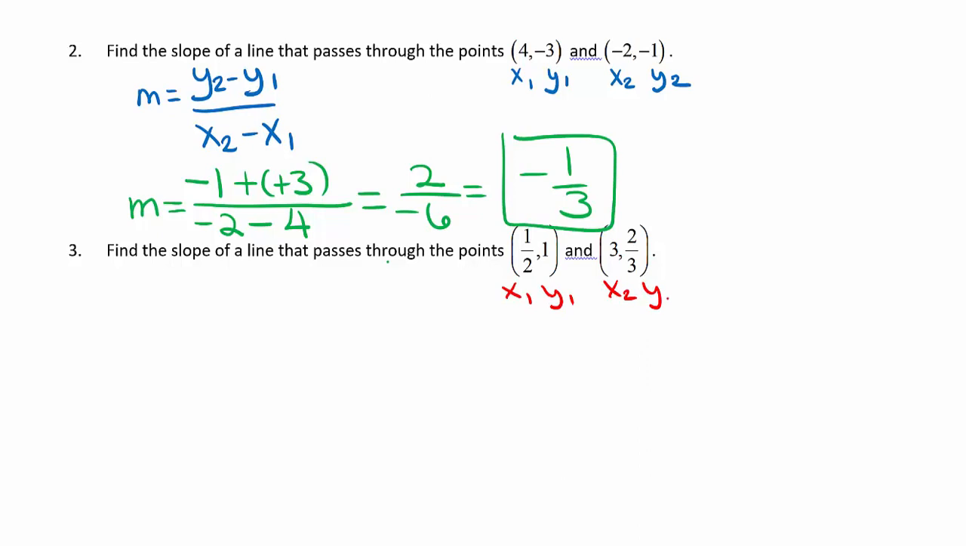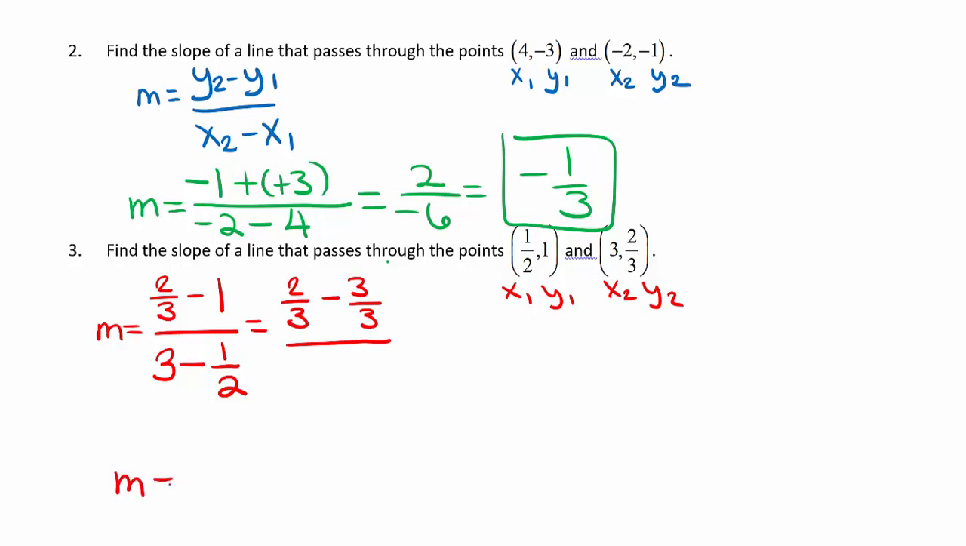Now we can use the exact same formula even if we have fractions. That just makes the arithmetic a little bit harder, so let's take a look at an example. My slope is going to be y2 minus y1 over x2 minus x1. Now, to do the subtraction, I'm going to have to get some common denominators. 1 is the same thing as 3/3, so 2/3 minus 3/3 is -1/3. And then in the denominator, my LCD is just 2. So I get 6/2 minus 1/2. That's going to be 5/2.